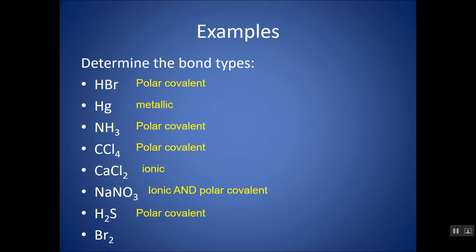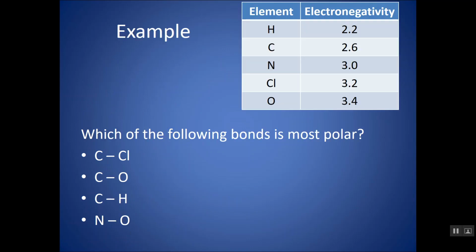H2S, two different nonmetals with different electronegativities, polar covalent. Br2, two of the same nonmetal with the same electronegativity. That's nonpolar covalent. Take a moment, pause the video, try this last example.